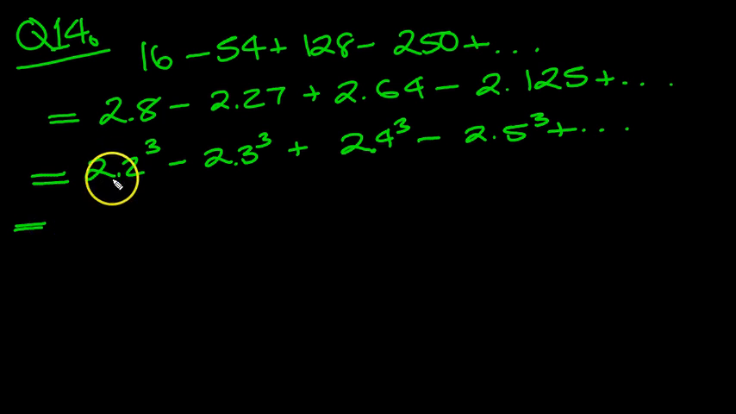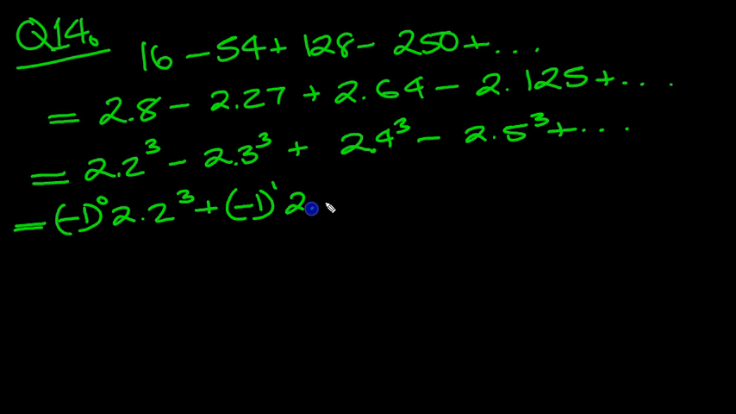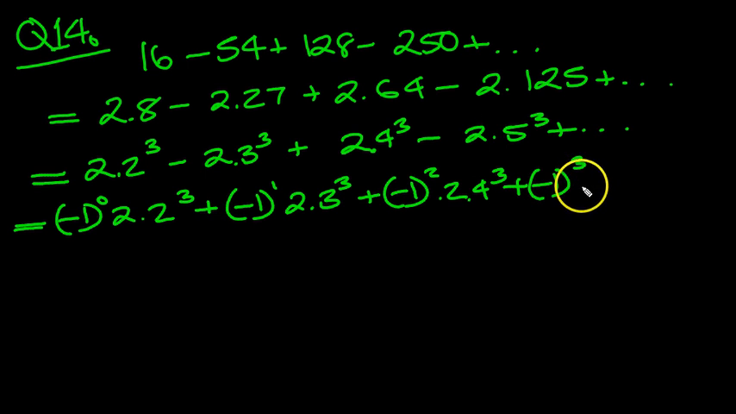So let's just do that on the next line. This would be minus 1 to the 0 times 2 cubed, wouldn't it? Then it would be minus 1 to the power 1 would give us a minus, 2 times 3 cubed. Then we'd need a minus 1 squared, don't we? And 2 times the 4 cubed. And then it's minus 1 cubed would give us the minus, times 2 times 5 cubed, plus dot dot dot. So, good. So what have we got then?